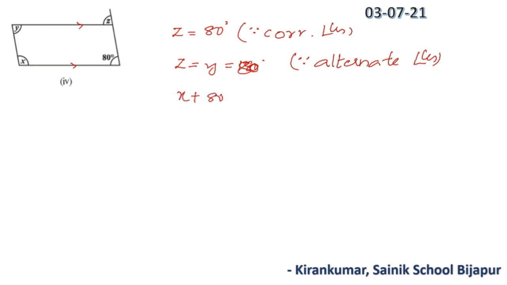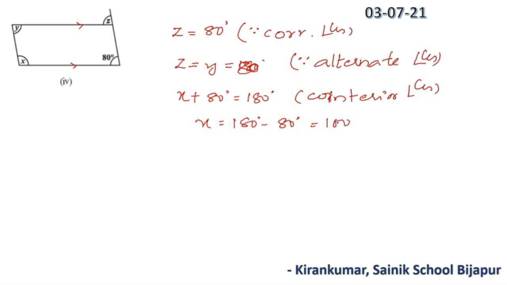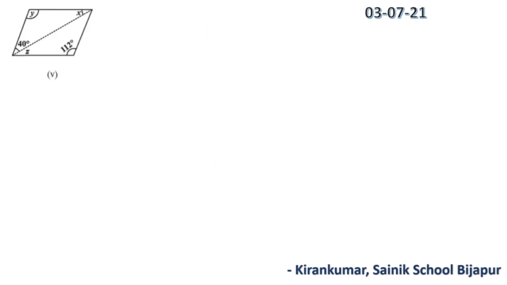X plus 80 degrees is 180 degrees because they are the co-interior angles. So x will be 180 degrees minus 80 degrees, which is 100 degrees. So we have found x as 100, y as 80 and z as 80. Fifth one, observe, they have mentioned two of the angles. We need to find x, y, z.